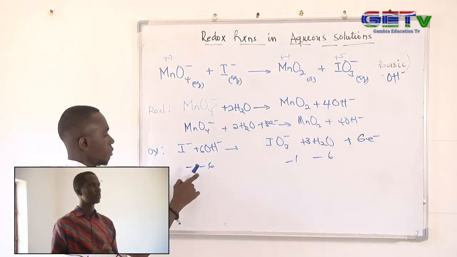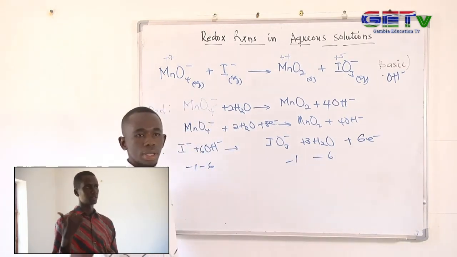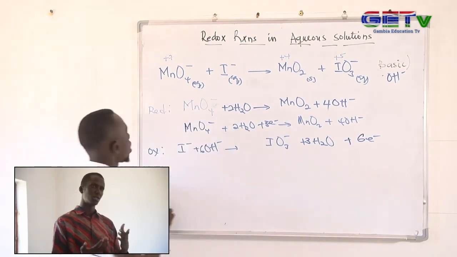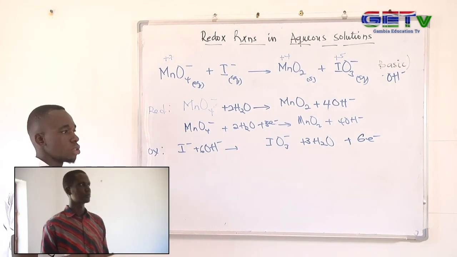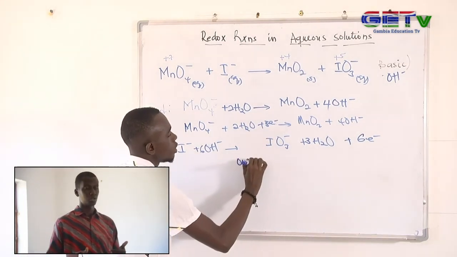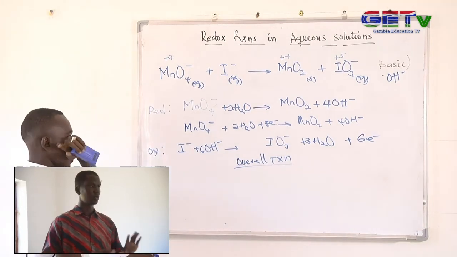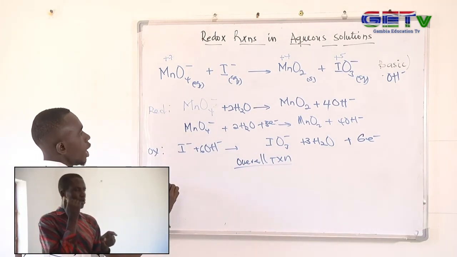which means here we will have minus 7, and this side also will be minus 7, which means we have the balanced reduction set and the balanced oxidation set. Now we balance the overall reactions.